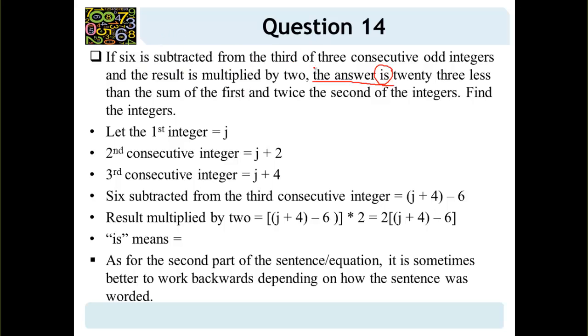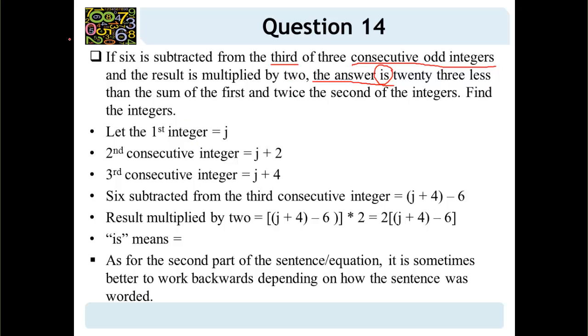6 is subtracted from the third of 3 consecutive odd integers. So we have consecutive odd integers. Let the first integer be j. The second consecutive odd will be j plus 2. The third consecutive odd will be j plus 4. So 6 is subtracted from the third. That means this will be j plus 4 minus 6. You get the third, and then you subtract 6 from it.